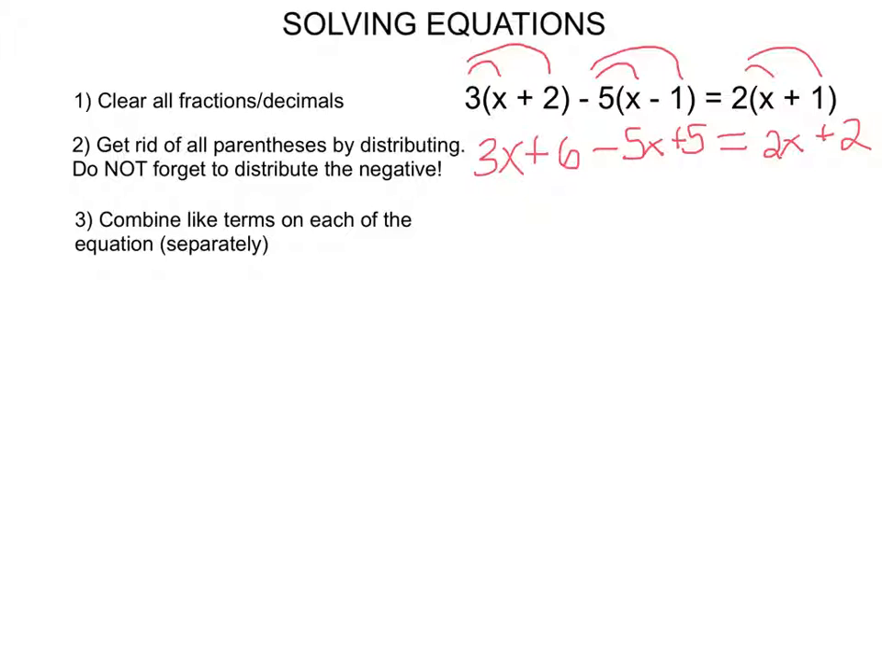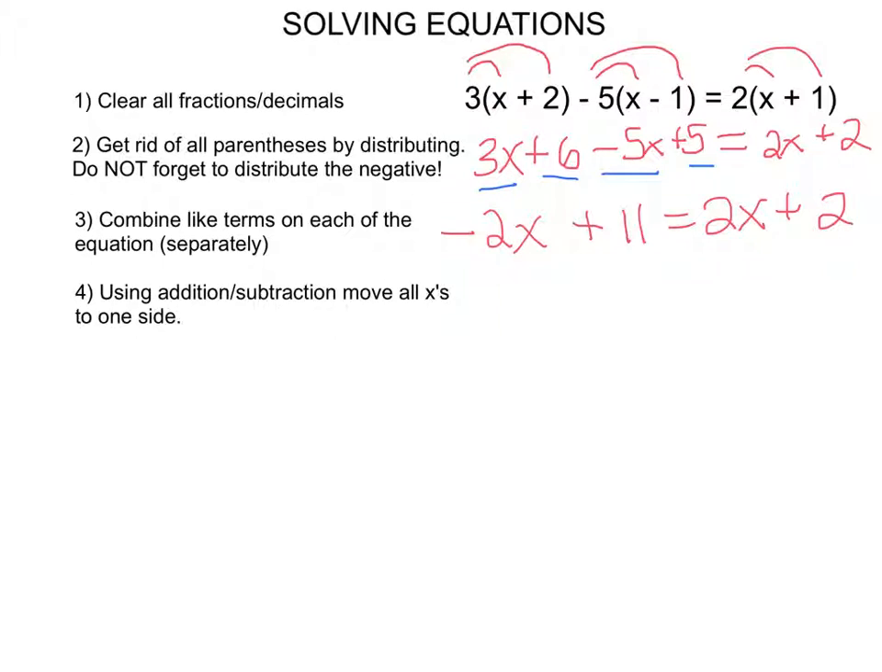Next, step 3 says we're going to combine like terms on each side of the equation separately, which means we're going to look at the left-hand side, and on the left-hand side I see a 3x and a negative 5x, which is going to give me a negative 2x. And then I see a plus 6 and a plus 5, which is going to give me plus 11. And on the right-hand side, there's nothing to combine in this particular example, and so I get -2x + 11 = 2x + 2.